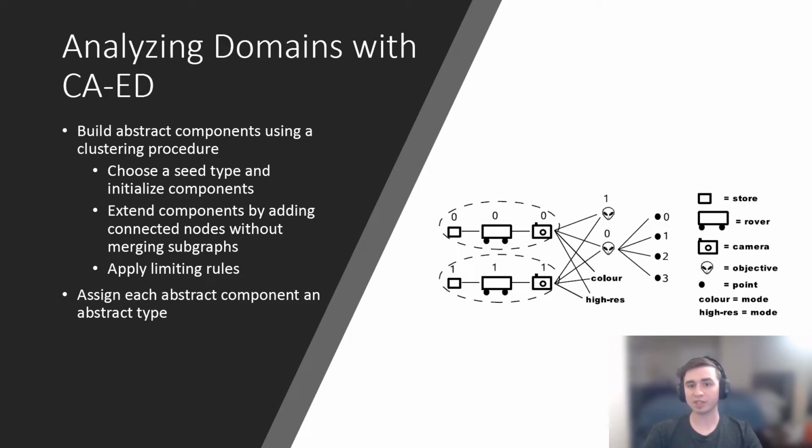The diagram shows a static graph for the rovers problem, with the abstract components of type store, rover, camera circled. In this case, these were generated by choosing the seed type rover and generating an abstract component for those. Then the store and the camera were both connected, while the objective and the color and the points were not connected as they are shared by multiple components. Then we assign each abstract component an abstract type.